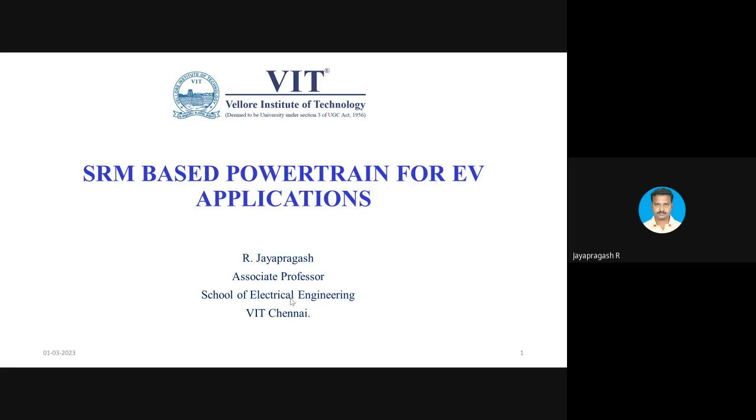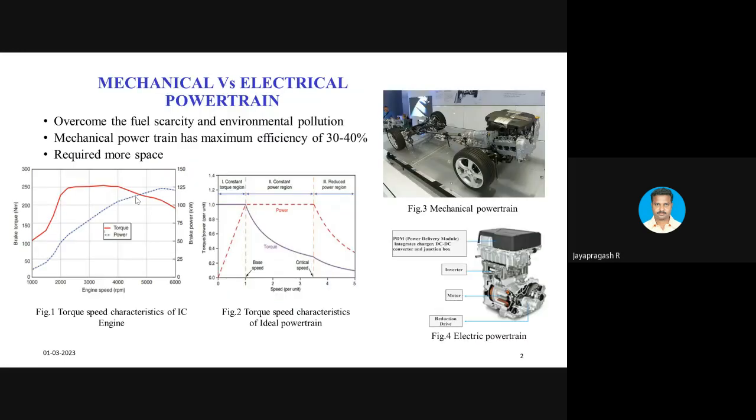Right. So today, am I audible to everyone? Yes, sir. You are audible. Fine, thank you. So today's presentation is about switched reluctance motor-based powertrain for electric vehicle application. First of all, let us understand the difference between mechanical powertrain and electrical powertrain, and what is powertrain, what are the requirements of electric motor which is present in a powertrain, and then we'll proceed further.